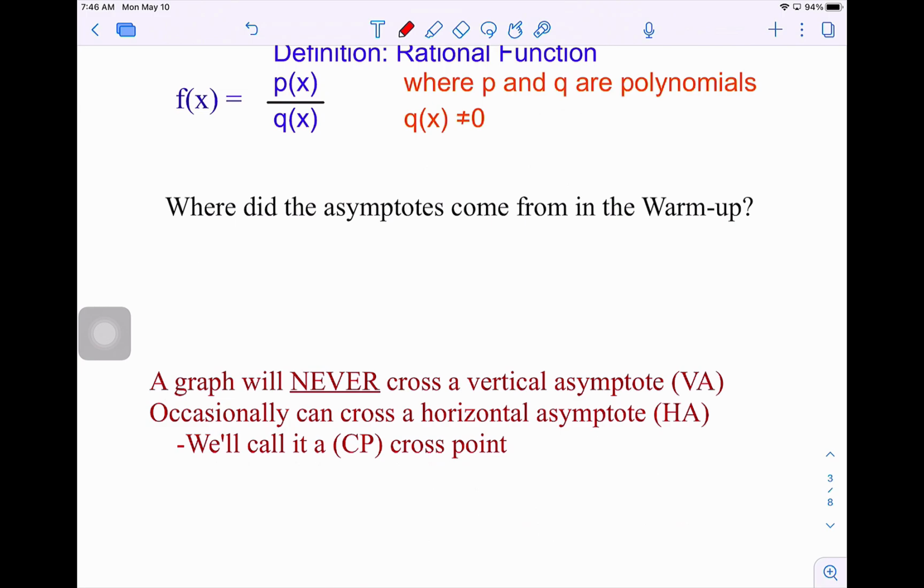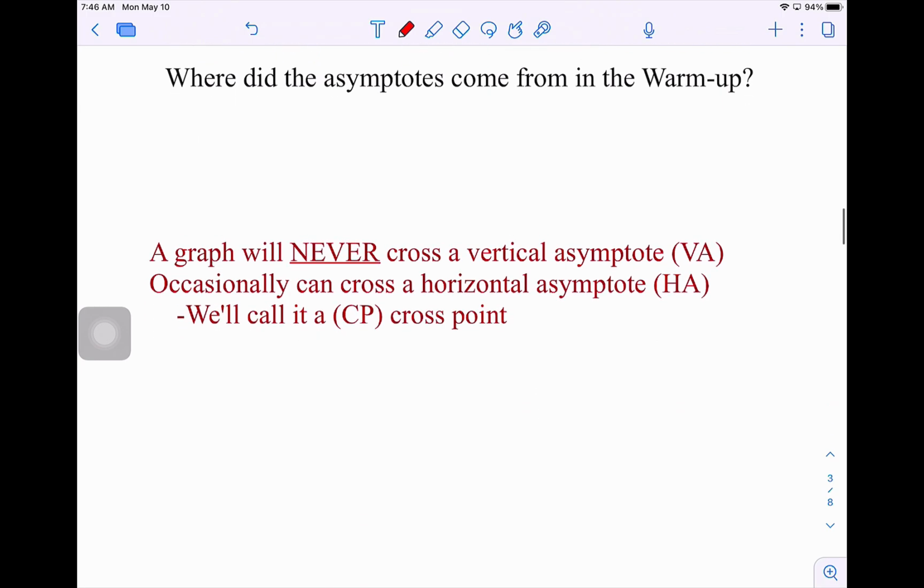And I mentioned a couple of things here. A graph will never cross a vertical asymptote, ever. It's kind of like an imaginary boundary line, if you will. It will never cross that line. It can get really close to it. It'll approach it, but it'll never cross it.